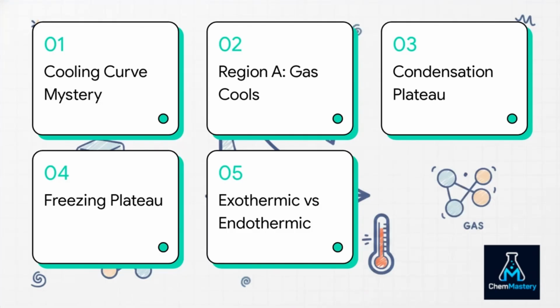To solve this, we're going to map out the hidden physics of cooling states. We'll start with the cooling curve mystery, then look at region A as the gas cools, investigate the condensation and freezing plateaus, and finally, we'll contrast exothermic and endothermic reactions.